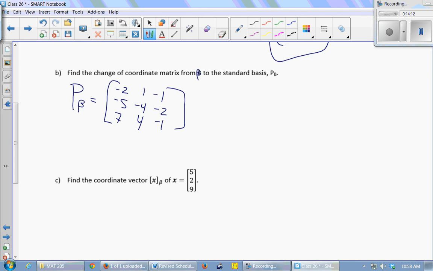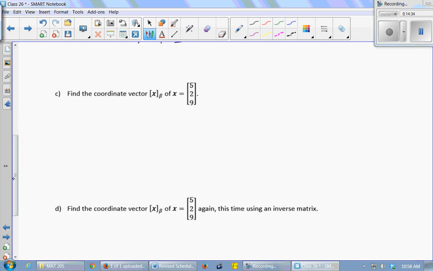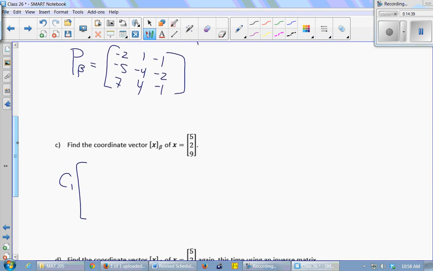Now I'm giving you an x, and I want you to find the coordinate vector. What does that mean? What am I asking for? It's a point in R3 made up of the weights that I put on the basis vectors to get 5, 2, 9. So I'm asking, what are my weights? We'll call them C1. C1 times -2, -5, 7. So I'm putting some unknown weights on the vectors of the basis.